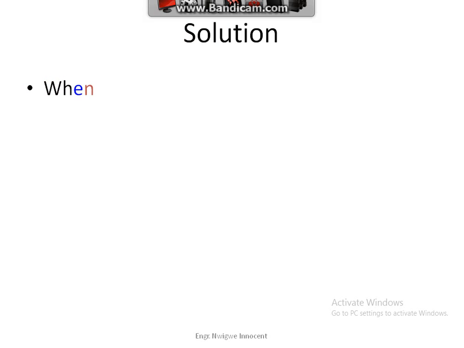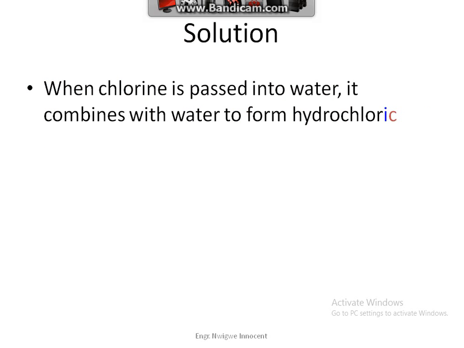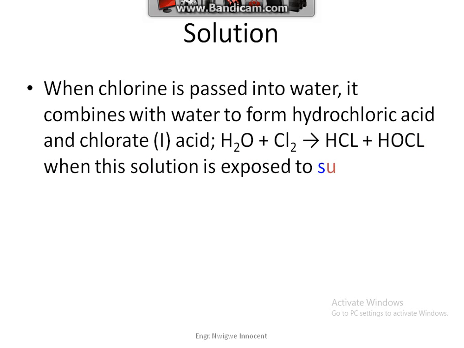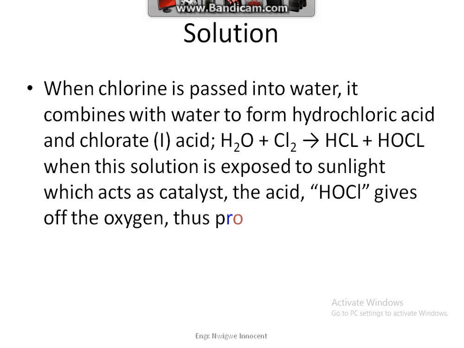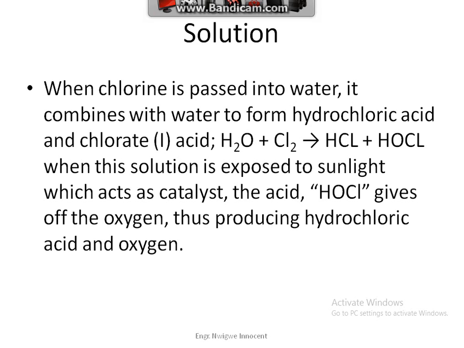Solution. When chlorine is passed into water, it combines with water to form hydrochloric acid and chlorate 1 acid: H2O, water plus chlorine gives hydrochloric acid plus chlorate 1 acid. When this solution is exposed to sunlight, which acts as a catalyst, the chlorate 1 acid gives off oxygen, thus producing hydrochloric acid and oxygen. The answer is B.